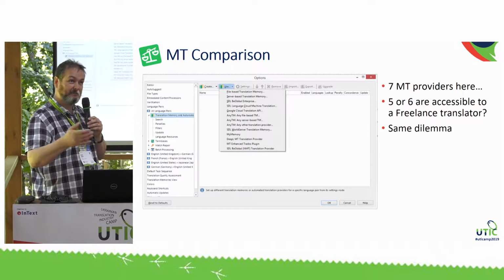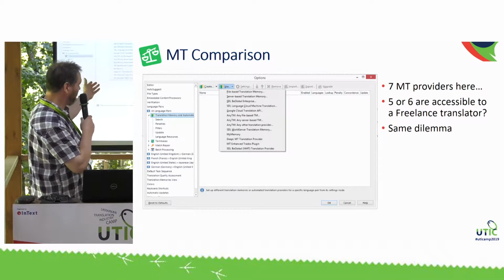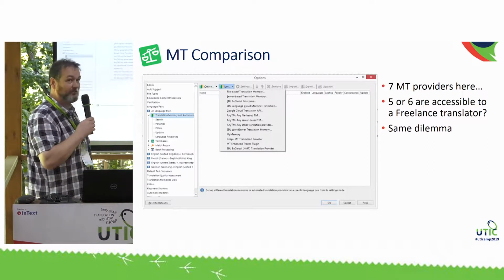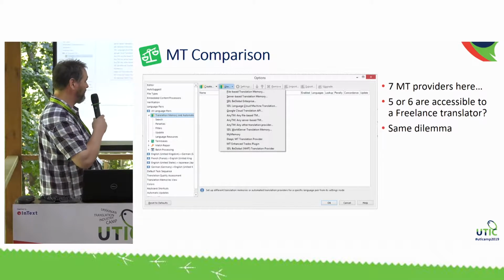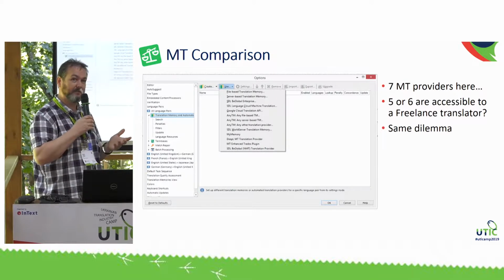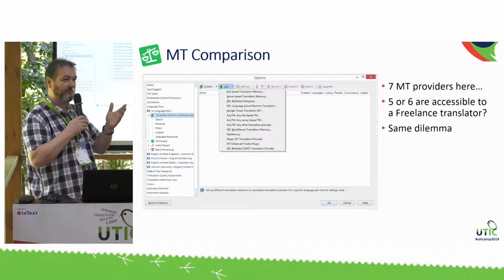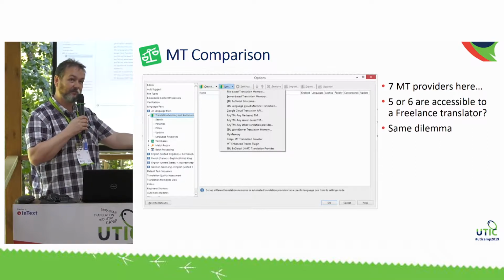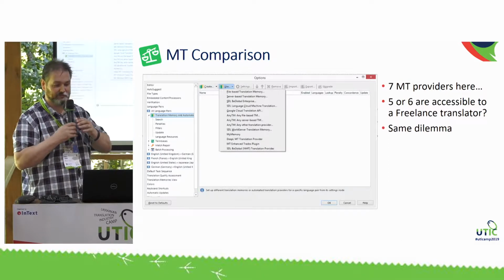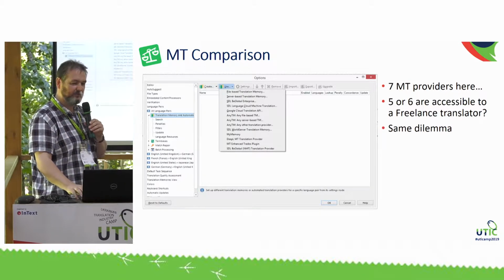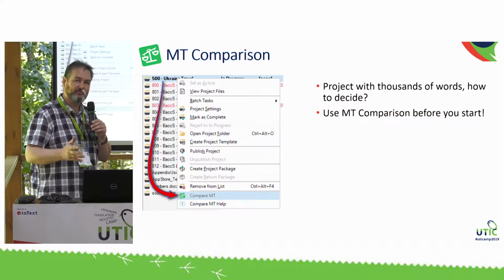And the same thing could even happen to a freelance translator. So I've got 7 MT providers there. 5 or 6 of those are accessible to a freelance translator. It's exactly the same dilemma. Which machine translation engine are you going to actually use? Because the quality of one might be very good for one type of material and not so good for another type of material. So to resolve this, we built a little tool.